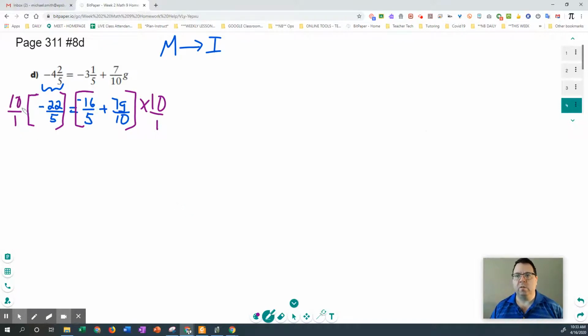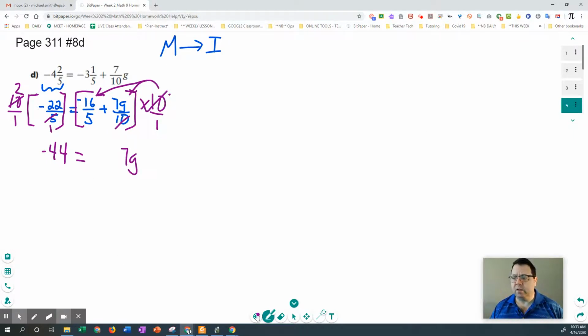Now, look what happens. I'm actually not going to do 10 times negative 22. I can reduce this already. 5 goes in there once, 5 goes in there twice. So really, I'm doubling this. Negative 44, okay, equals, and now I'm going to distribute this 10 over 1 through the whole thing. Well, I don't need to multiply 7g by 10 because these two 10s will cross each other out. So I'm left with 7g.